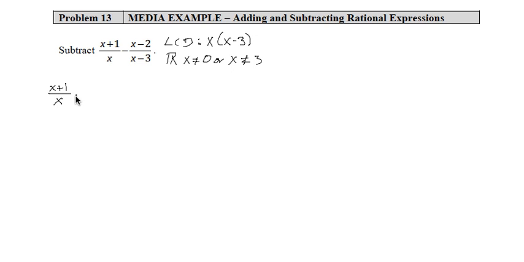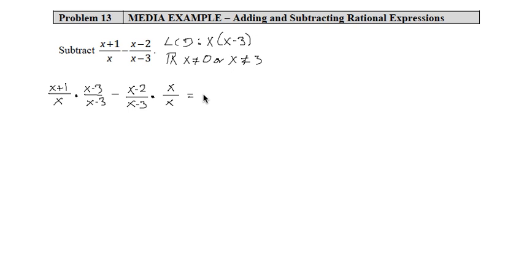So I'm going to begin my subtraction by rewriting the first fraction times what's missing from the common denominator, which is x minus 3. And I must multiply that in the numerator and denominator. This is a form of 1. Minus the second fraction times what its denominator is missing, which is x.